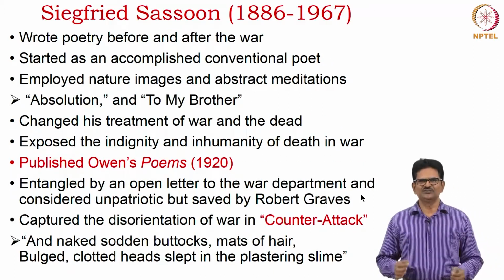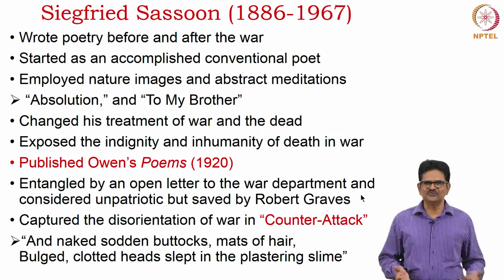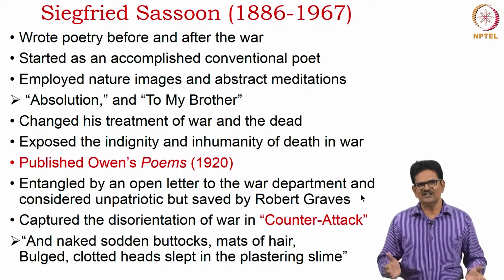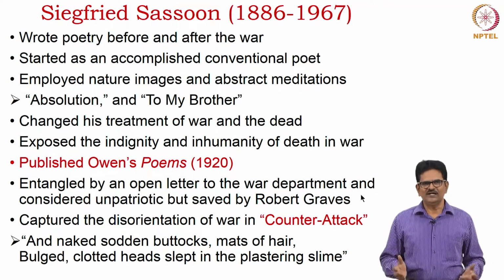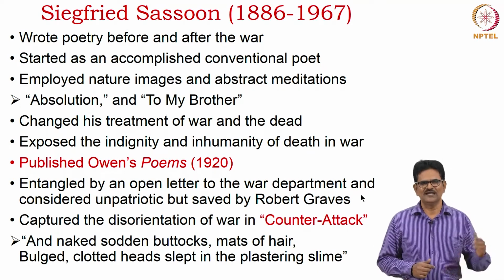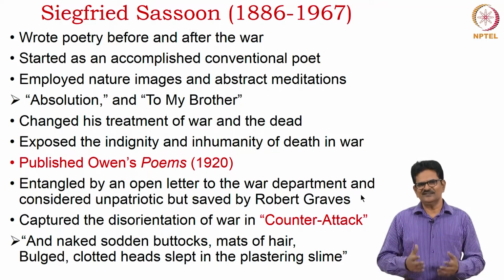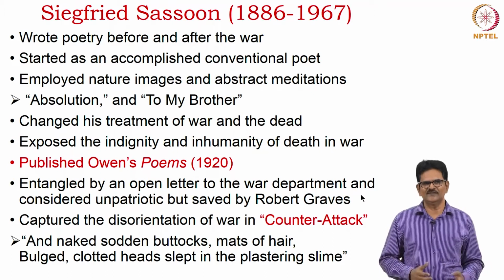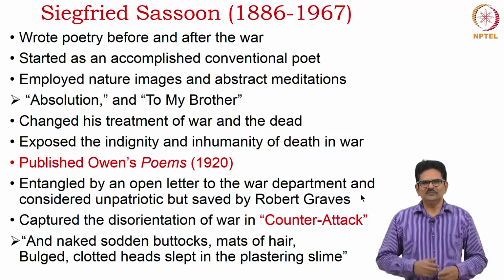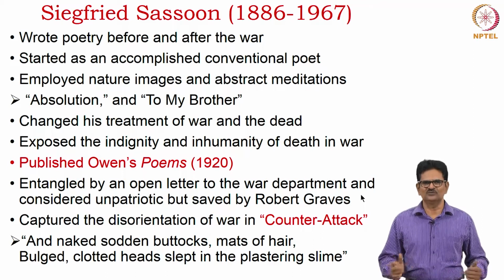Let us pay attention to Siegfried Sassoon. He wrote war poetry before and after the war. He started his career as a poet in the conventional format. He employed nature images and abstract meditations. Here we have two examples, Absolution and To My Brother. Later on, when the intensity of war increased, when he saw many deaths, he changed his treatment of war and the dead. He then began to expose the indignity and inhumanity of death in war.